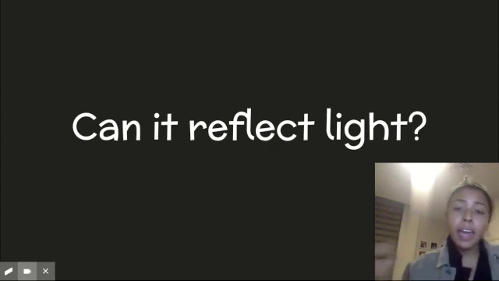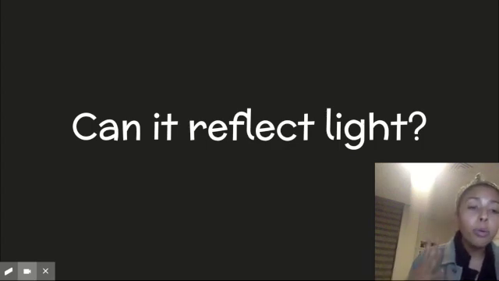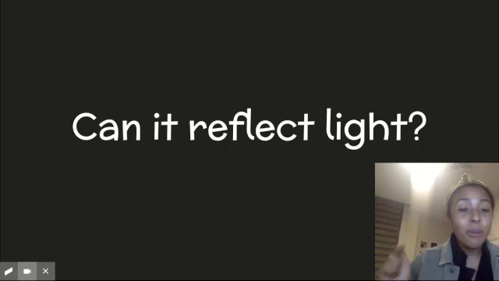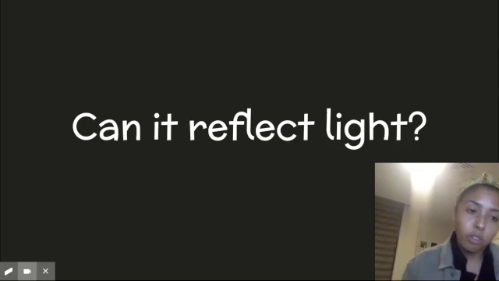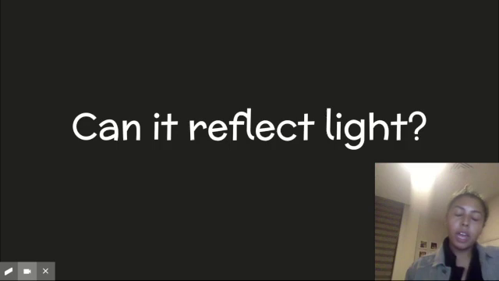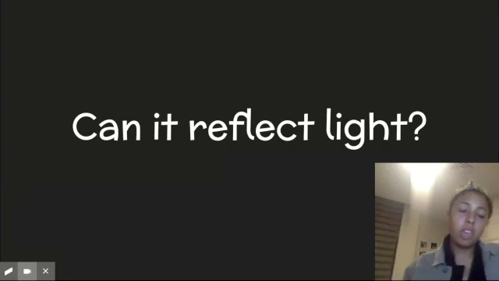All right, we're going to play our game. Can it reflect light? I'm going to show you a picture of an object, and if you think it can reflect light, if you think it is shiny, then you are going to show me some silent excitement. If you don't think it can reflect light, you're going to give me a thumbs down. Silent excitement if it can reflect light, thumbs down if it can't.